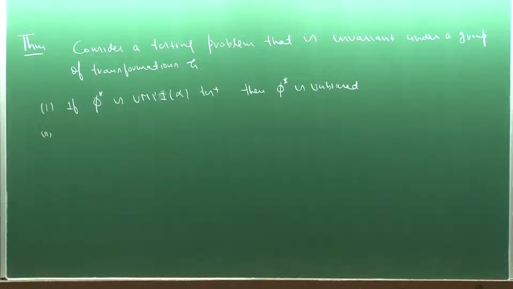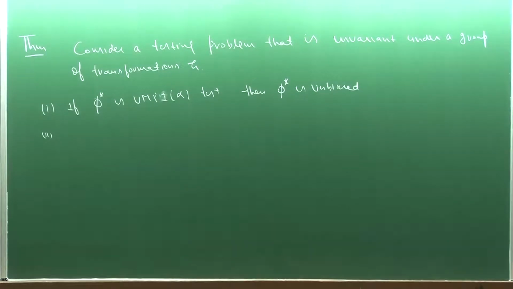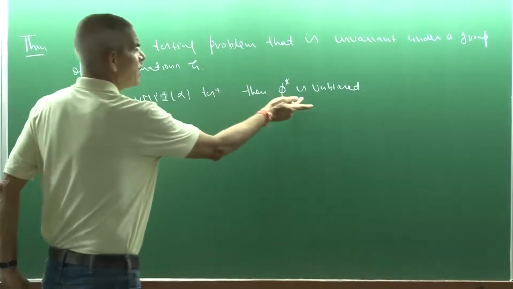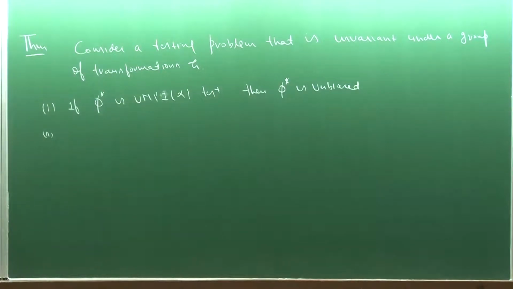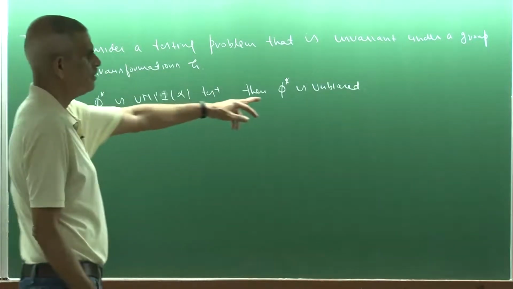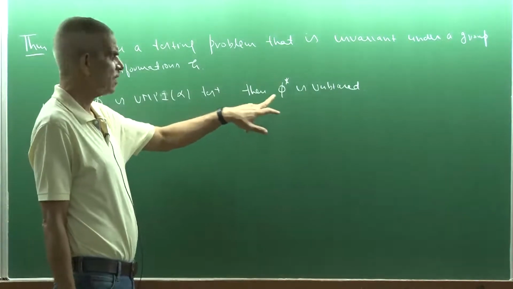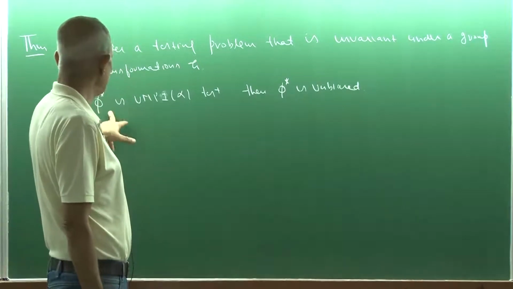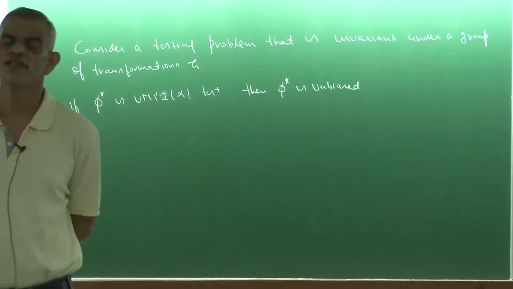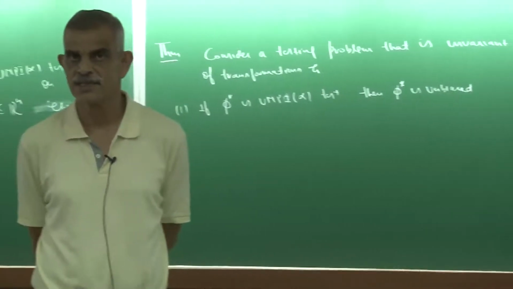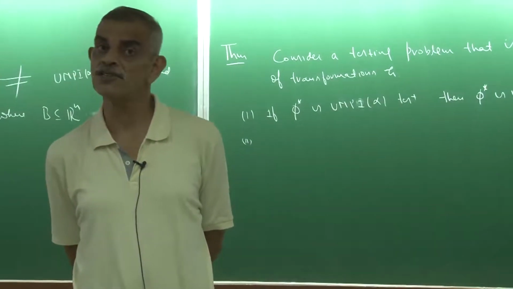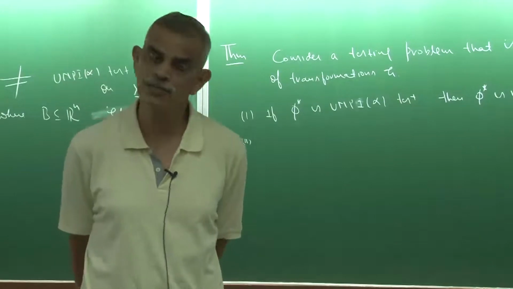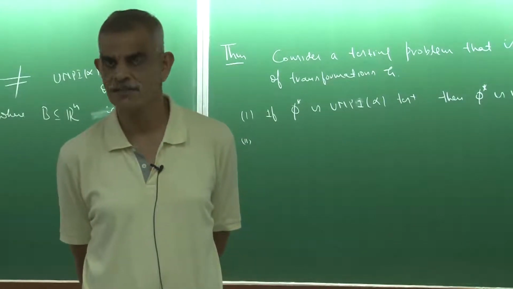Now, if that is the case, then what happens? That means the UMPI alpha test would be unbiased. So its power function would always be less than or equal to the power function of the UMPU alpha test. If phi double star is a UMPU alpha test, then the power function of this would always be less than or equal to the power of the UMPU alpha test. But if the UMPU alpha test is also invariant, then the power function of any UMPU alpha test would be less than or equal to the power function of the UMPI alpha test.